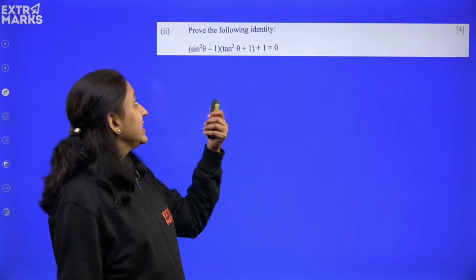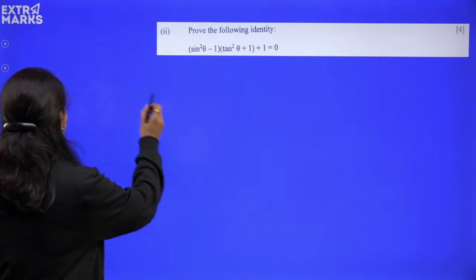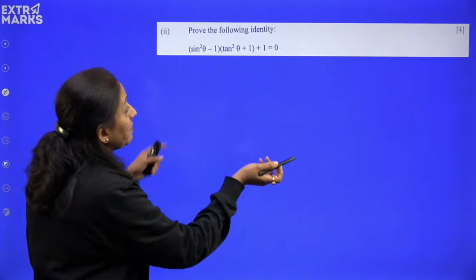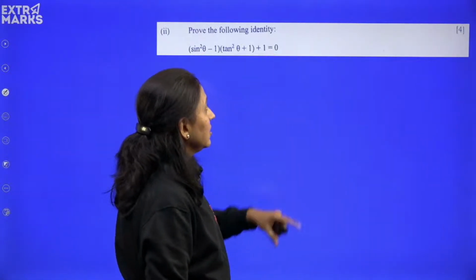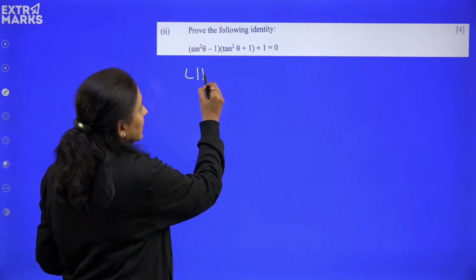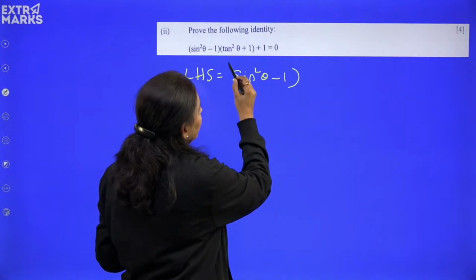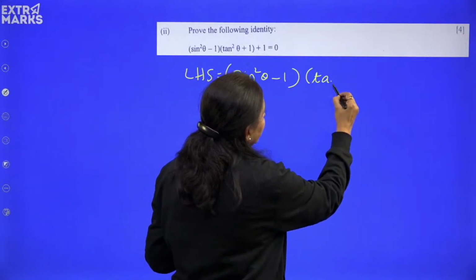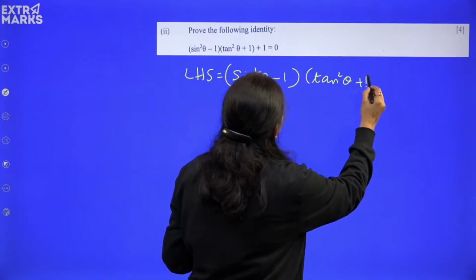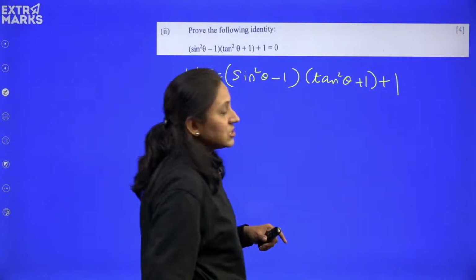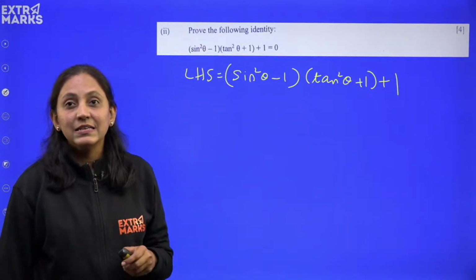So it says sine square theta minus 1 multiplied by tan square theta plus 1 is equal to 0. You have to prove this. You have to prove that LHS, which is sine square theta minus 1 multiplied by tan square theta plus 1, this is the LHS. We have to prove this value as 0.